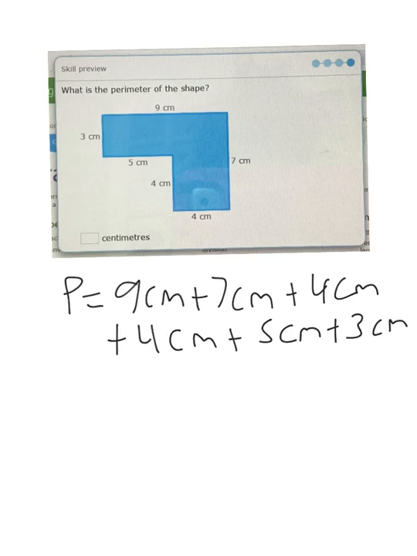I'm even going to check. I have 1, 2, 3, 4, 5, 6 different sides, 1, 2, 3, 4, 5, 6 measurements, okay? Now I'm just doing some math. 9 plus 7 is 16, plus 4 is 20, plus 4 is 24, plus 5 is 29, plus 3 is 32. So perimeter equals 32 centimeters. By all means, if you need to line them up and add them up that way, whatever works for you, it's just adding.